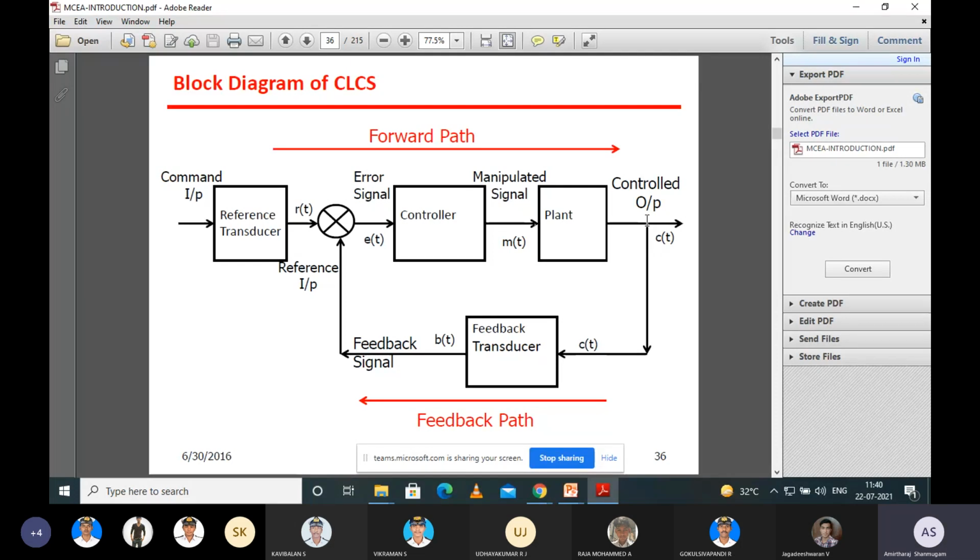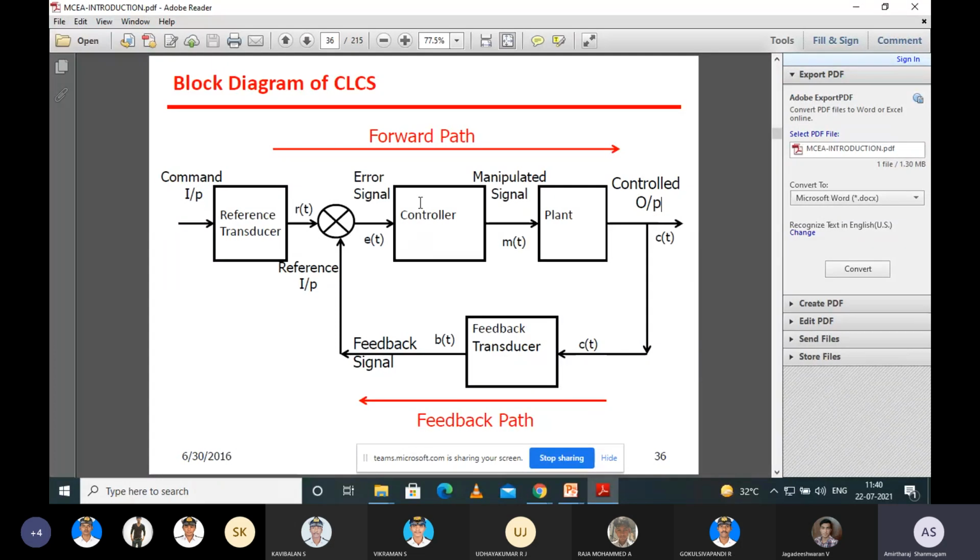If it runs at 1400, we need to decrease the speed. If it runs at 1000 RPM, we need to increase the speed to maintain it. So the 200 RPM error signal is generated. Depending upon the error signal, we need to manipulate and change the output. Now the output becomes 1200 RPM. So this is the complete block diagram for a closed loop control system.